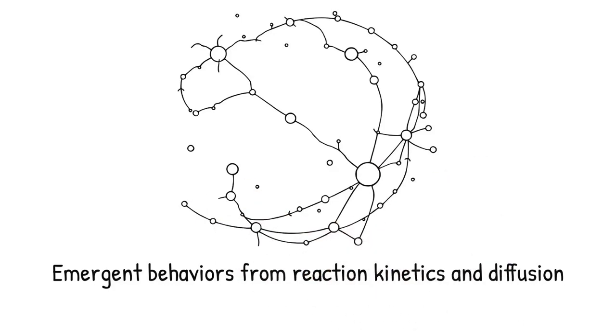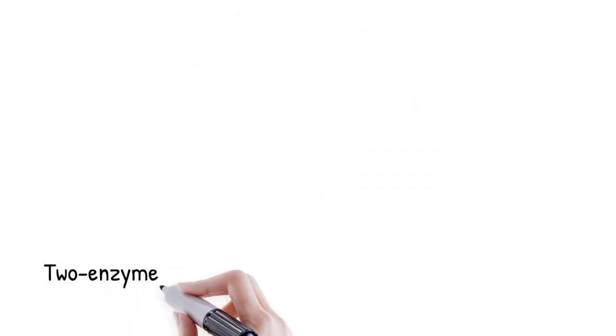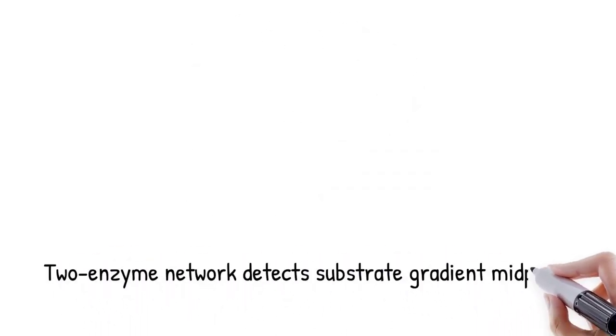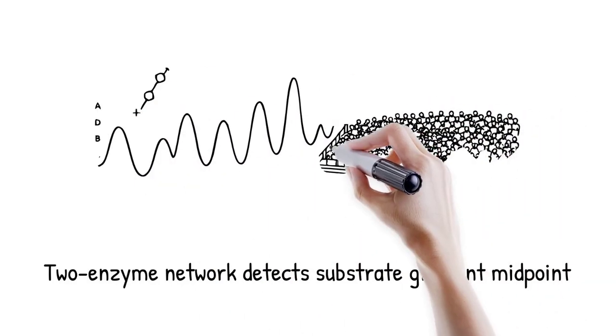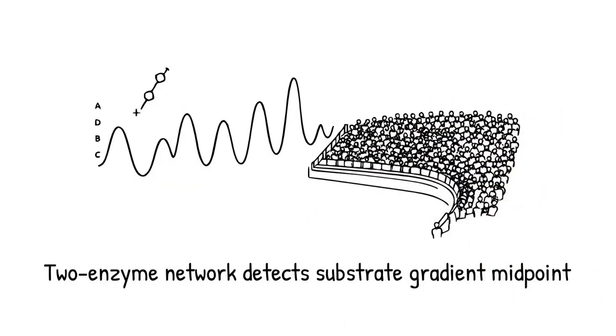A two-enzyme network transforms a linear substrate gradient into a localized pulse, effectively detecting the gradient's midpoint. It's like a crowd forming a wave in a stadium. No individual fan decides the global pattern, yet collective motion emerges from simple local rules.